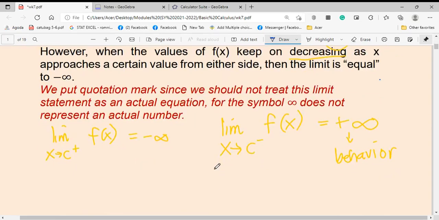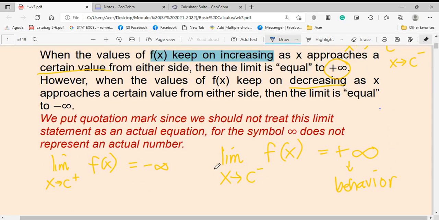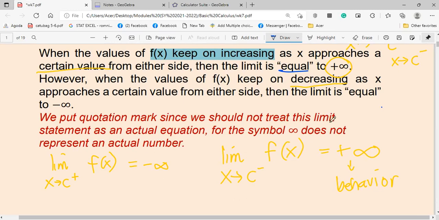Okay. Now, again, we put quotation marks for equal because what we mean here is that we don't treat this limit statement as an actual equation.